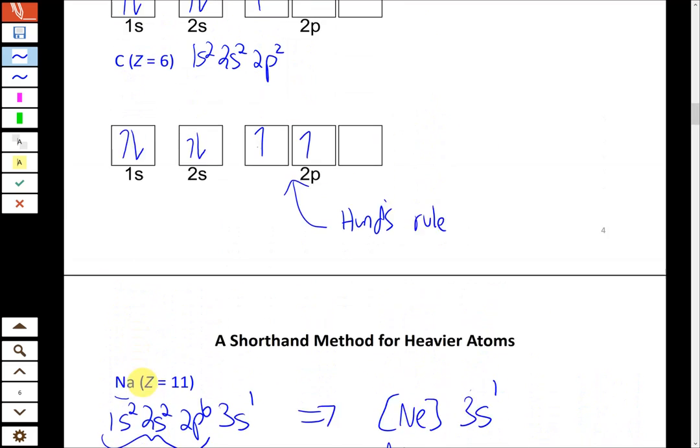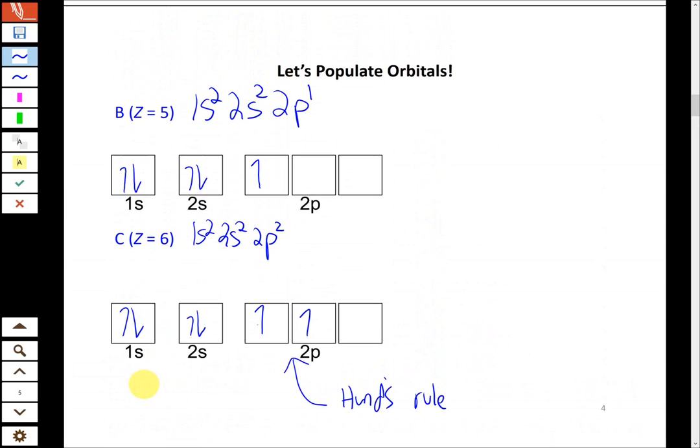So if we go back to the previous ones for carbon and boron, remember the valence electrons are all of the electrons that have the highest principal quantum number. So for boron, we have 1s2, 2s2, 2p1.